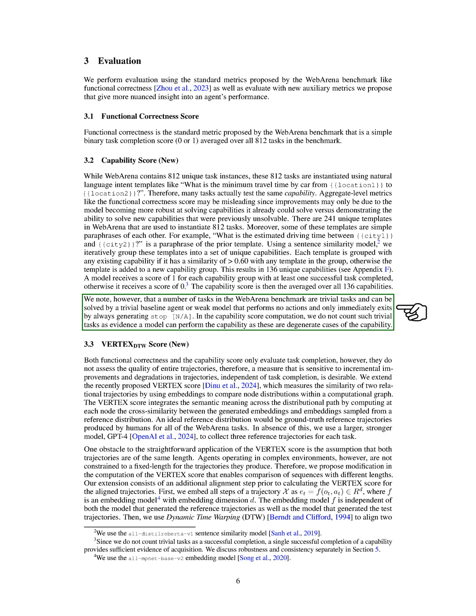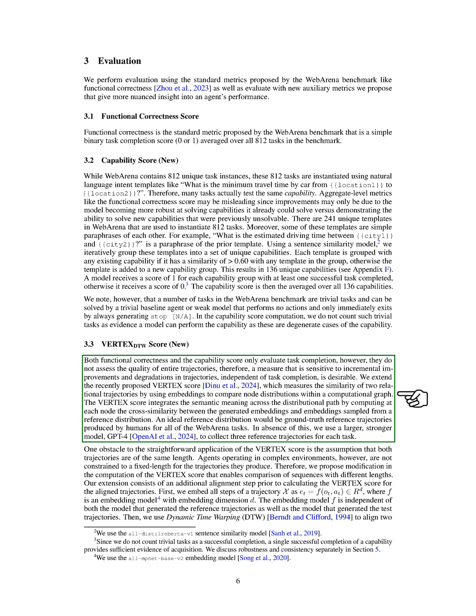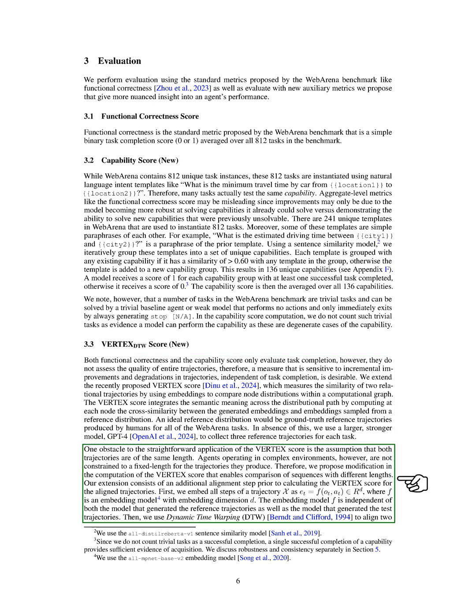Furthermore, we introduce another new metric called the vertex score. Unlike functional correctness and the capability score, which focus on task completion, the vertex score evaluates the quality of entire trajectories. It measures the similarity between two trajectories by comparing node distributions within a computational graph. To account for trajectories of different lengths, we propose a modification called vertex_text DTW, which aligns trajectories using dynamic time warping before computing the score. This alignment step ensures a fair comparison even for trajectories of varying lengths.